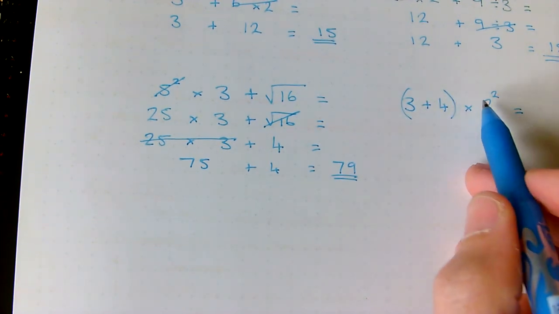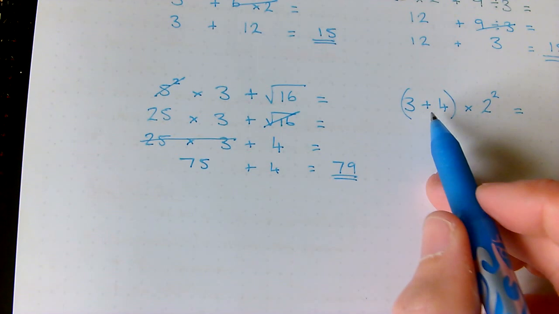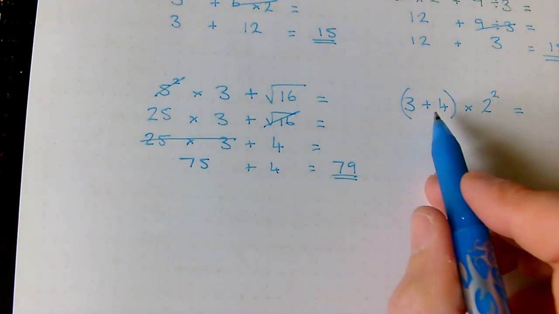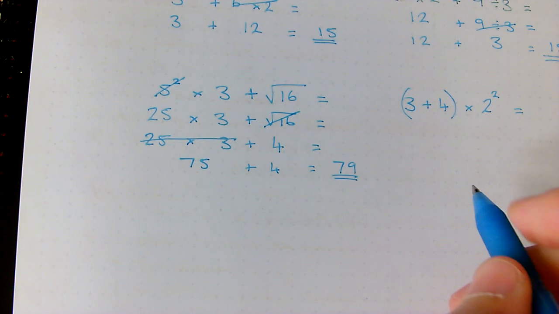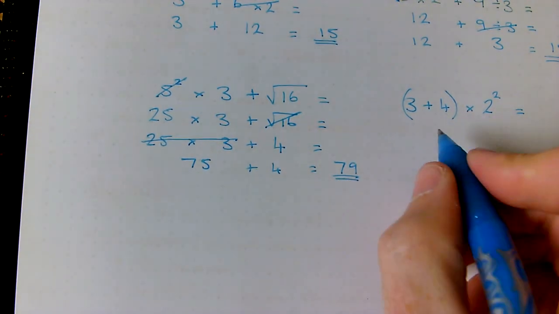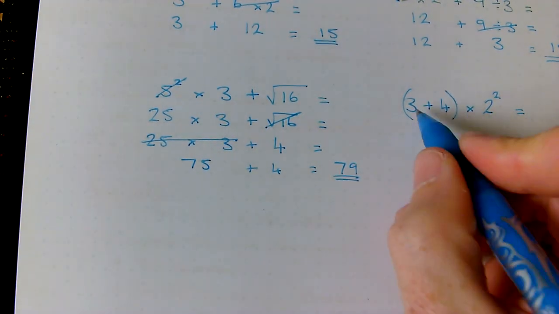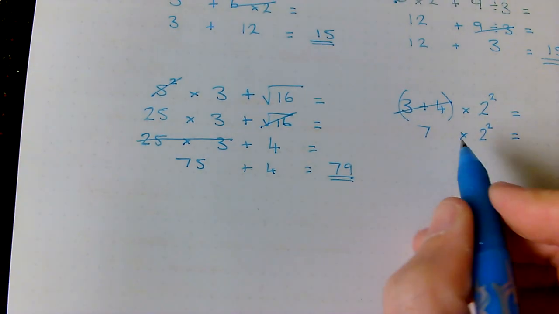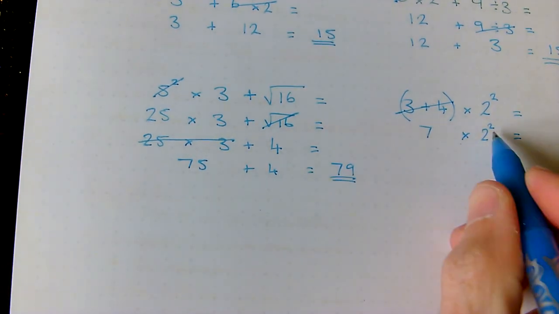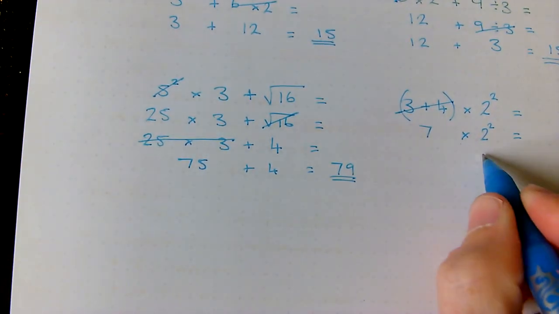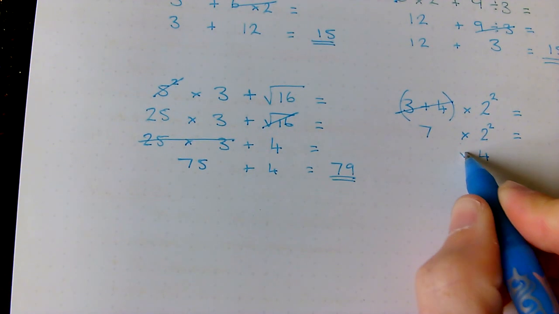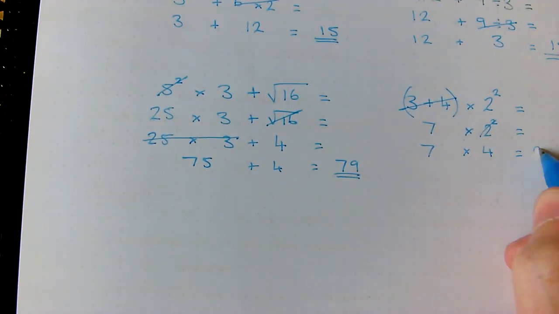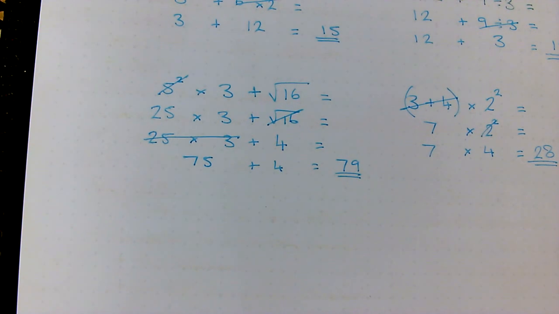We know the multiply and the indice is more important than the add, but because it's inside the bracket it doesn't matter. The bracket is the most important thing. So 3 plus 4 is 7, so cross out the bracket, drop everything else down, multiply in an indice is more important, so 2 squared, 2 times 2 is 4, cross it out, 7 times 4 is the only thing we have left to do, which is 28.